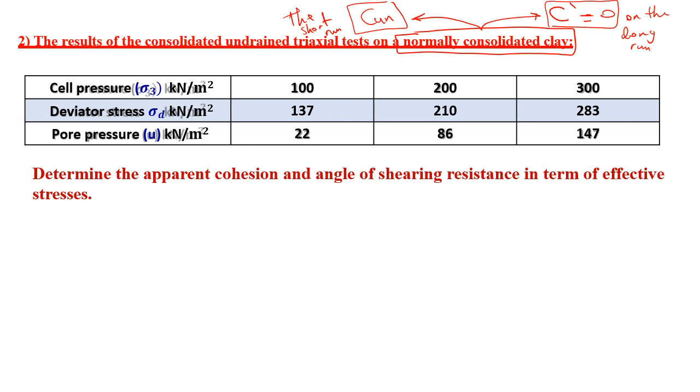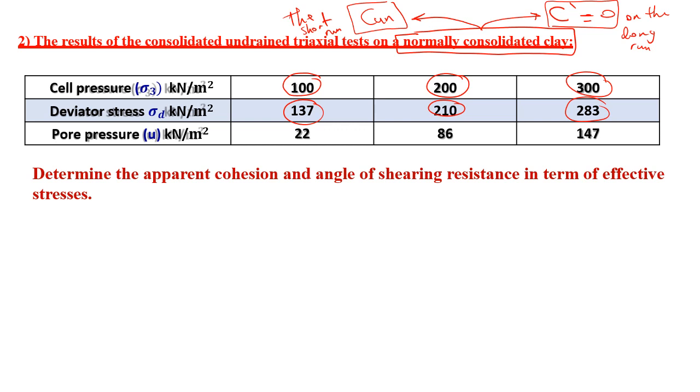So here you have a consolidated-undrained triaxial test, which is done on a normally consolidated clay. You have done the test 3 times. For the first time, the applied cell pressure sigma 3 was equal to 100 kilopascal. For the second time, the pressure was equal to 200 kilopascal, and for the third test, the sigma 3 was equal to 300 kilopascal. Sigma d, the deviatoric stress at failure, was found to be 137, 210, 283 respectively.